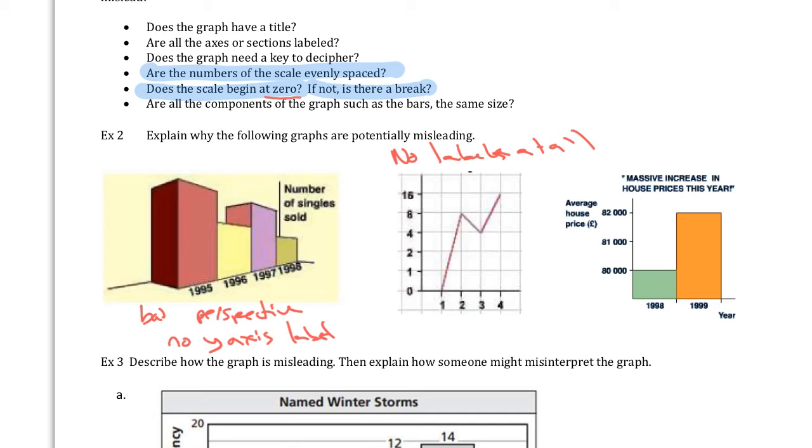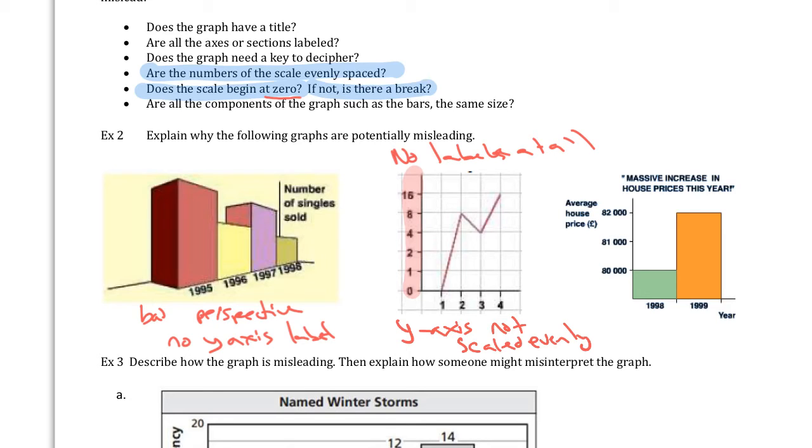In example 2, there's no labels at all. So that's really misleading. But also, check out the y-axis. It skips around. It goes 1, 2, 4, 8, 16. So it's going up at an increment that is not equal. So the y-axis is not scaled evenly.